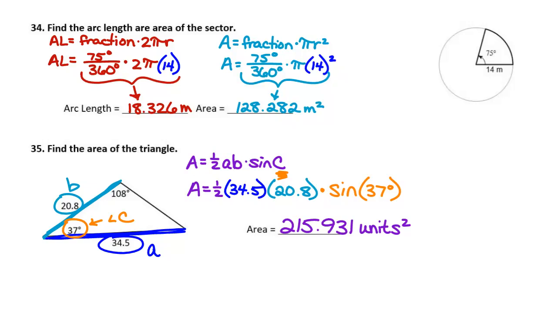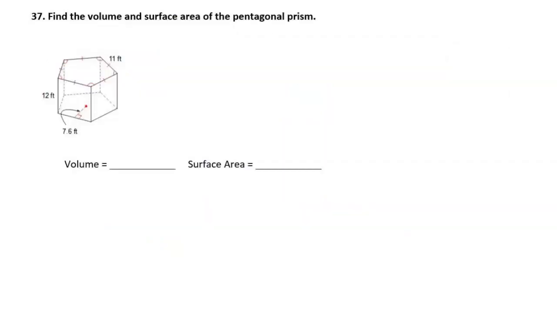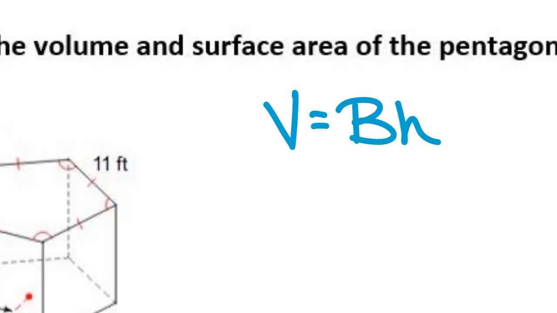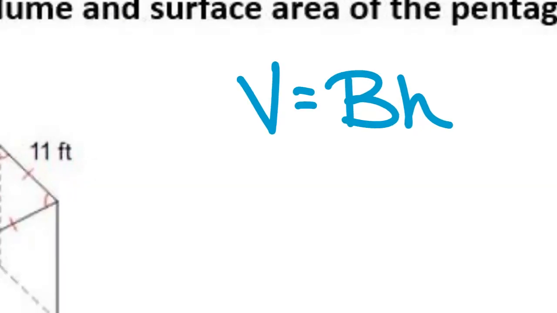Yes. 37, absolutely. Find the volume and surface area of the pentagonal prism. Thank you, sir. So to find volume of a prism, we need the area of the base times the height. What shape is the base? It's a regular pentagon. How do you find the area of a regular pentagon?